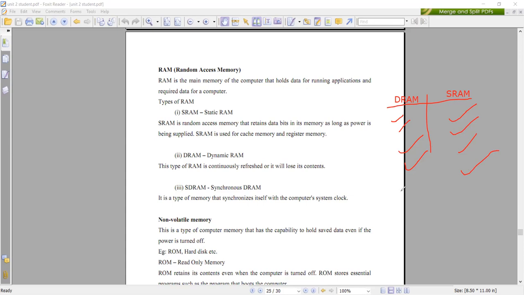The last point, DRAM side, density is high. Density means the amount of information that can be stored, right? Density is high. On the SRAM side, low density, or less memory. When you compare power too, we'll write down that point also. DRAM consumes less power. SRAM consumes more power.